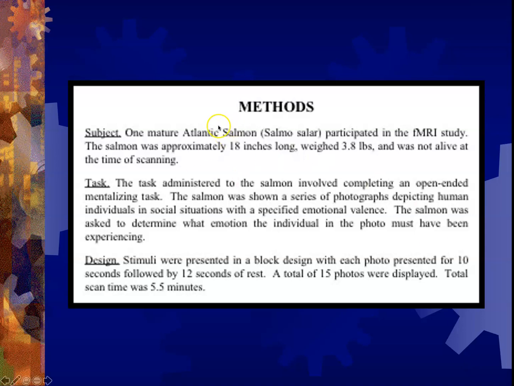So here's the method section. You took a salmon. The salmon was not alive at the time of scanning. And they put a dead salmon in an fMRI and gave the dead salmon a task. The dead fish was shown a series of photographs depicting human individuals in social situations with specific emotional expressions. And the dead salmon was told to determine what emotion was shown in the photo.